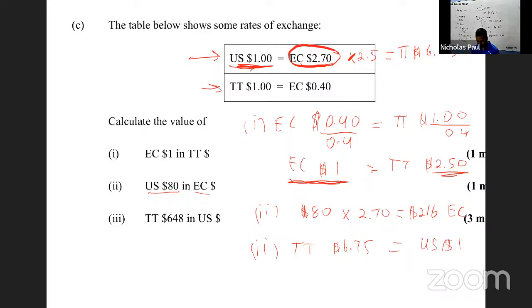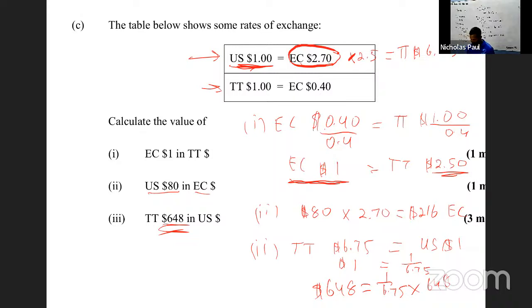So we need to find 648. How are we doing that? Find for $1 and then find for 648. That can work. So 1 TT is equal to 1 US divided by 6.75. And then 648 will be 1 over 6.75 multiplied by 648.